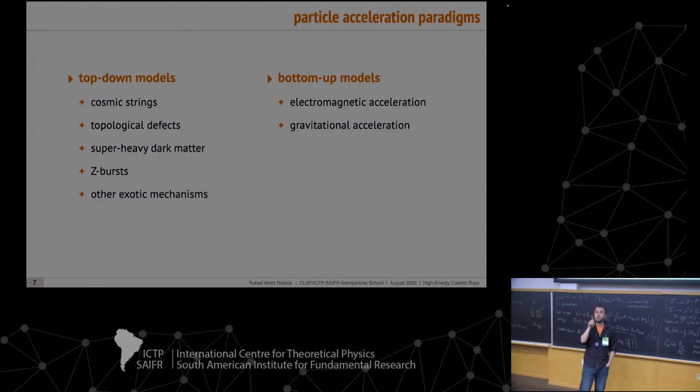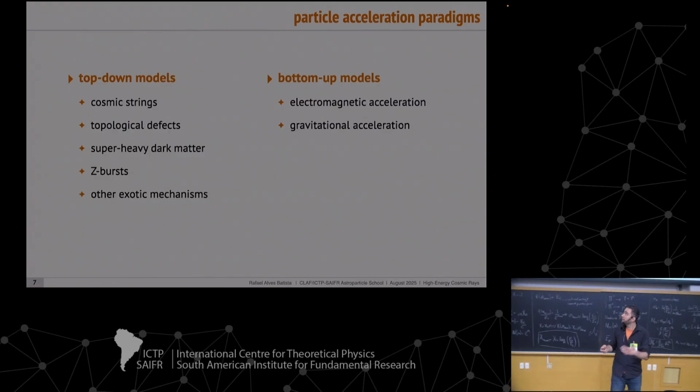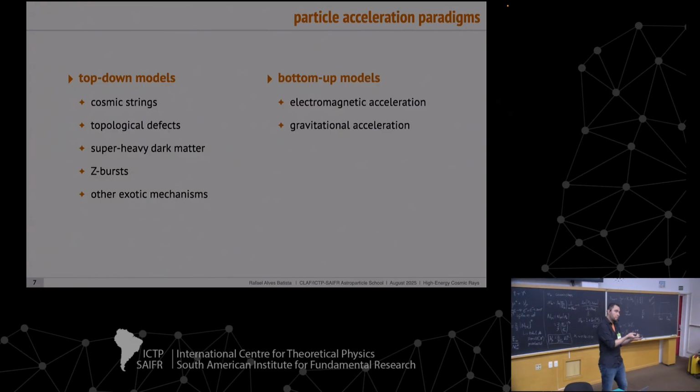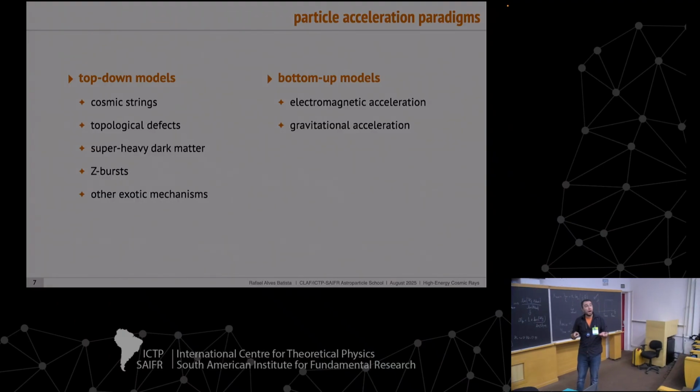And the particles that we detect here at Earth with very, very high energies would be the particles resulting from these other ones. That's why it's top-down. But there is also the more reasonable thing, astrophysically motivated, which is the bottom-up. We start with low-energy particles, and we keep increasing their energy from the bottom up. How do we do that?